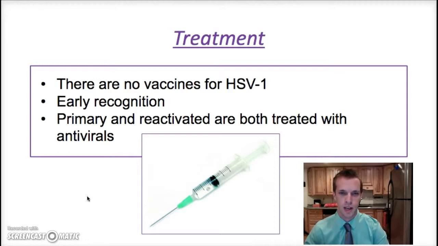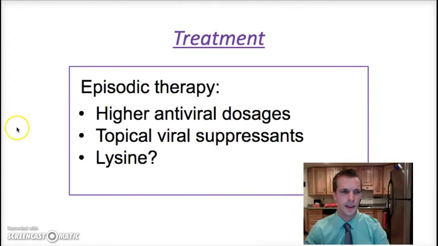Both primary and reactivated infections with herpes simplex 1 are treated with the same specific antivirals, but the chronicity determines the dosage and also the frequency that the dosage is given. Initial infections are treated with higher dosages and more intense frequencies. Episodic therapy for herpes simplex 1 infection includes antivirals at higher doses, usually multiple times per day.